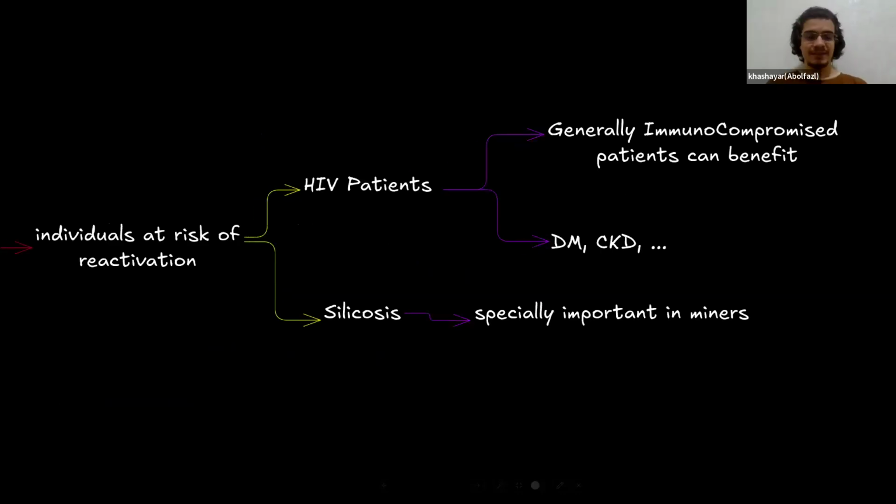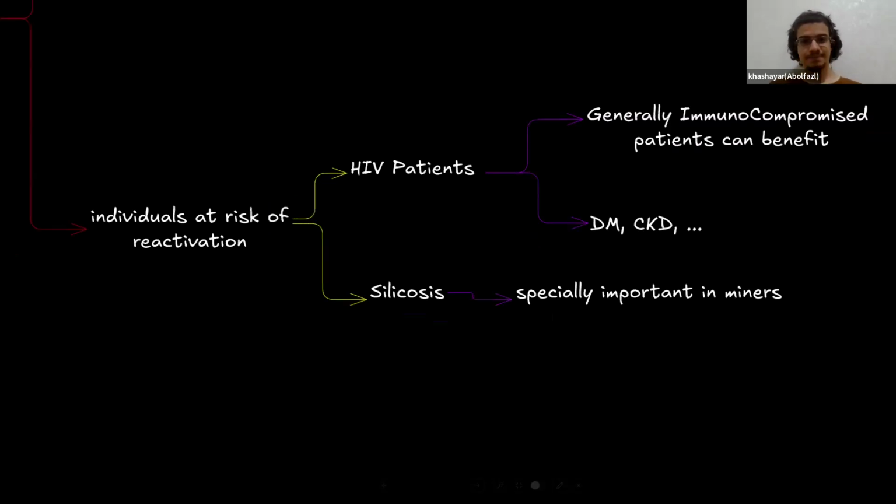For individuals at risk of reactivation, a particularly important group for us is HIV patients. They are the only group for which WHO has moderate strength of evidence in its recommendation for systematic screening protocols, but we can extend this recommendation to generally immunocompromised patients, especially if we live in a community with high risk of TB contact. Don't forget the immunocompromised states that we might usually forget, like DM or CKD. Another particularly important group here are patients at risk of silicosis. Particularly important here are miners.